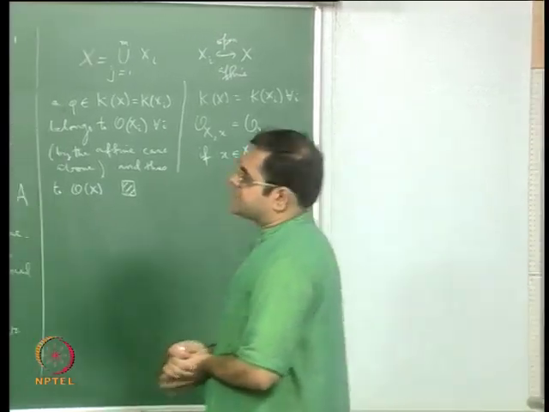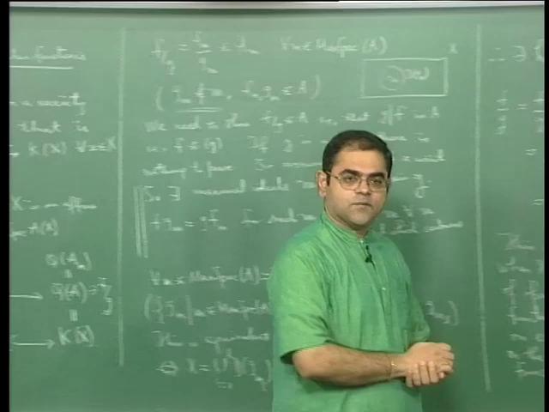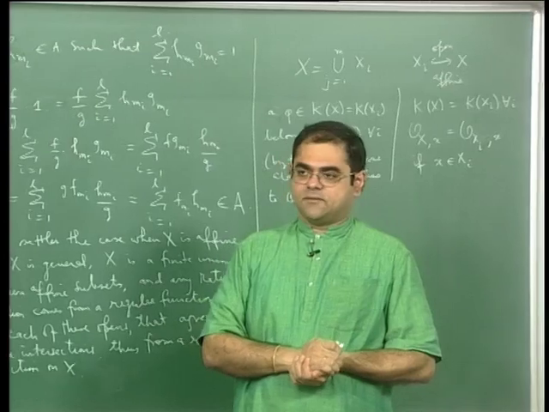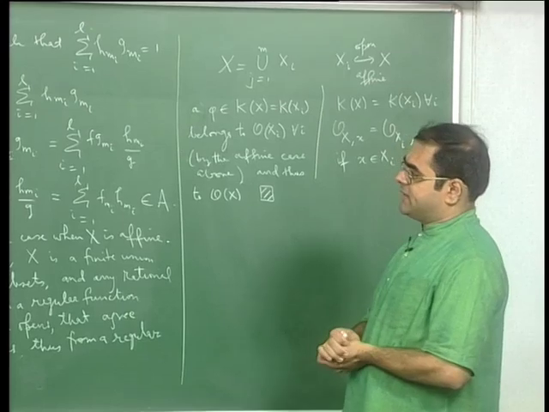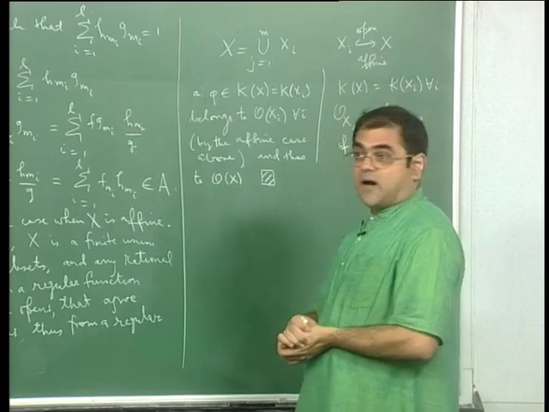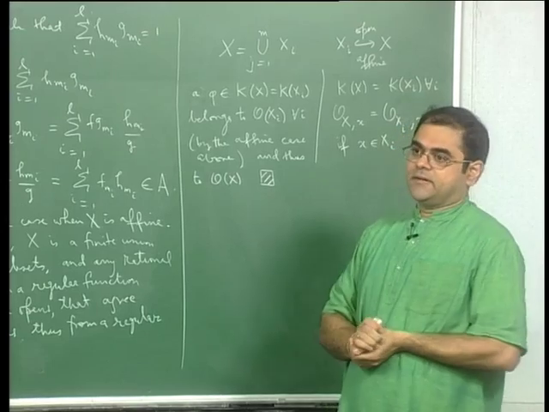So this is a very nice fact, that to conclude that a rational function is actually a global regular function, that it is defined everywhere, you just have to check that it belongs to every local ring, okay. So that demonstrates another important power of the local ring, okay. Then the next thing I wanted to tell you about is something that is far more profound. It is the following thing.